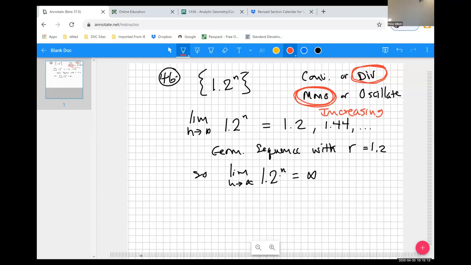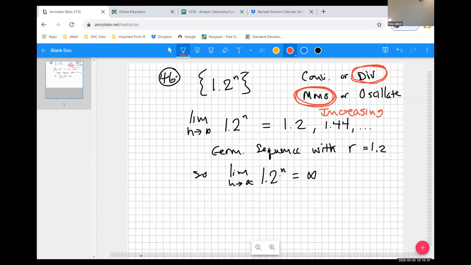Questions, comments, discussion about this other example from 8.2? I had a question, Professor. So is it the same criteria as the geometric series? Because I know we have the r value has to be less than 1.